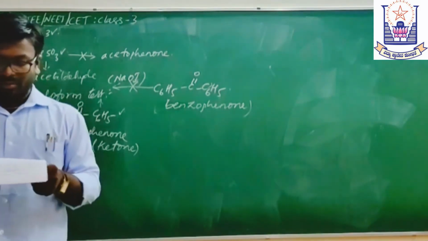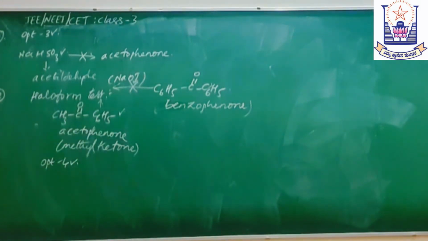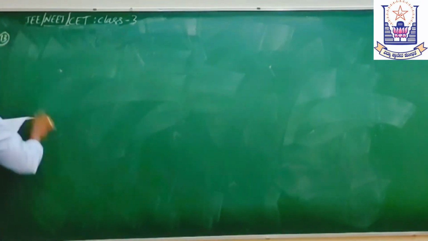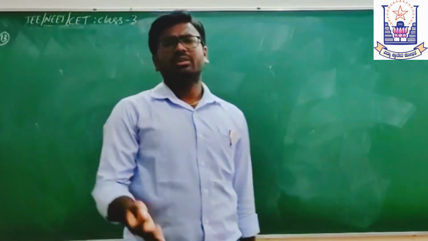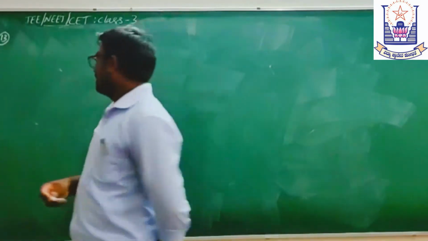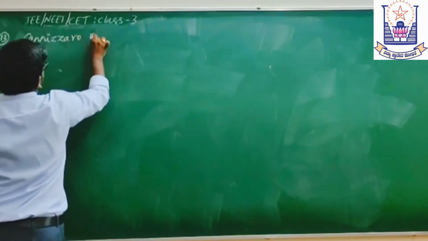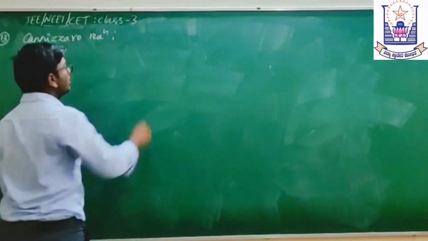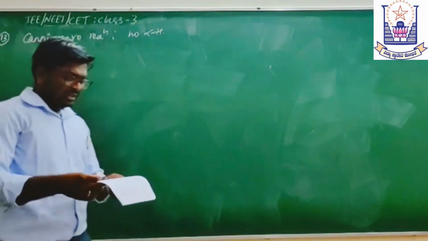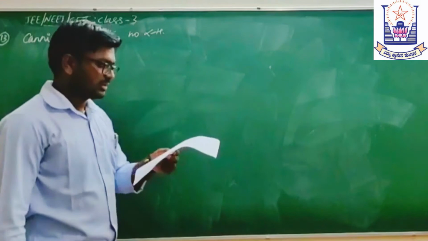Now come to question number 13. Cannizzaro reaction is not given by. You know that the Cannizzaro reaction is given by aldehydes or ketones with no alpha hydrogen. Cannizzaro reaction is given by the carbonyl compounds having no alpha hydrogen. And here we have to identify which option compound is not having alpha hydrogen.